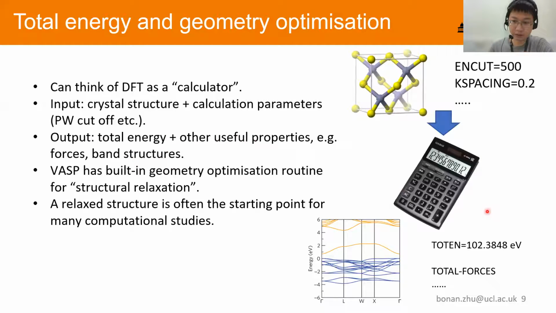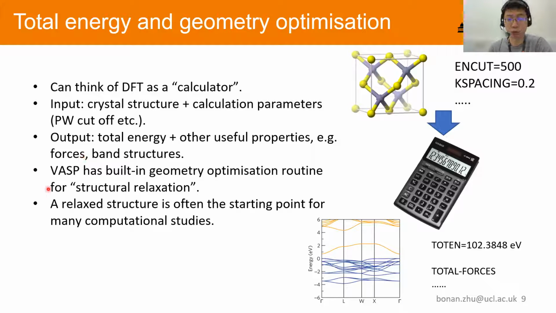Plus an awful lot of other useful properties, because once you have the total energy of the system, it's relatively easy to get the other things, for example, force and also band structures. Because what we're looking for is actually to solve the system to minimize the total energy. So the total energy is essentially the central quantity here.